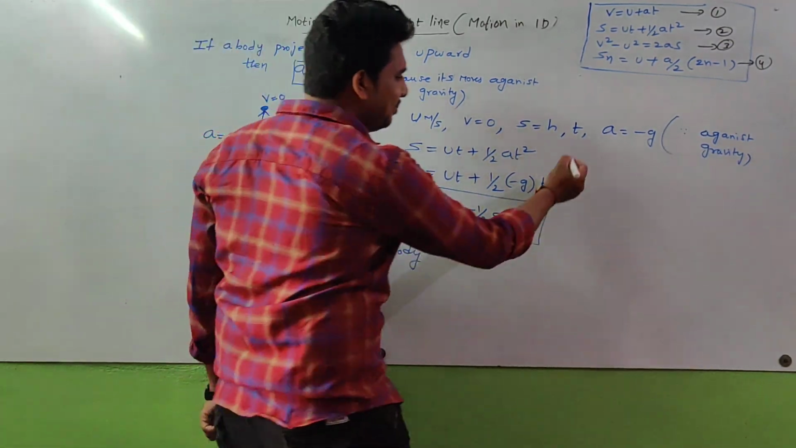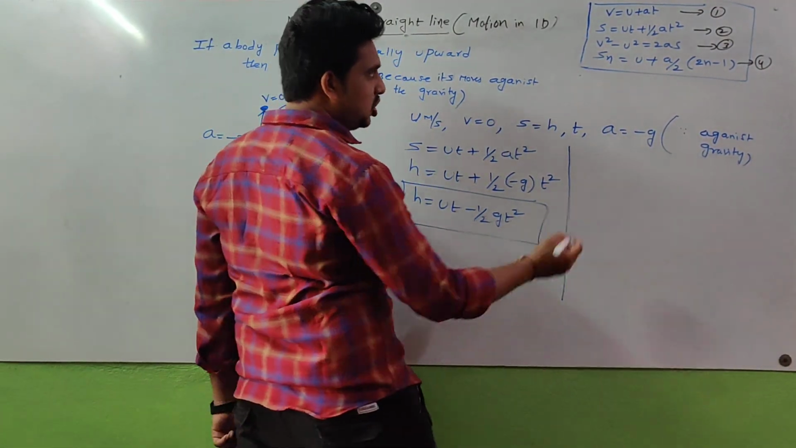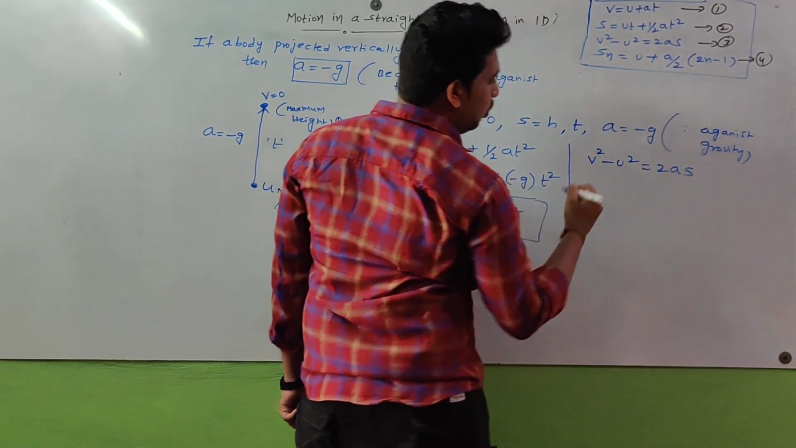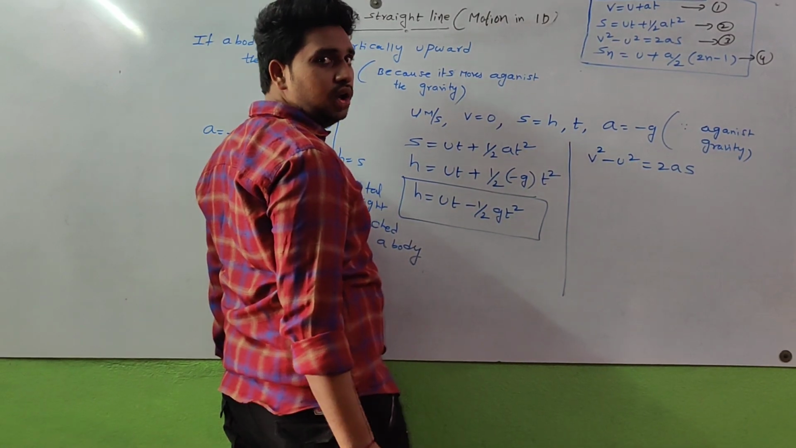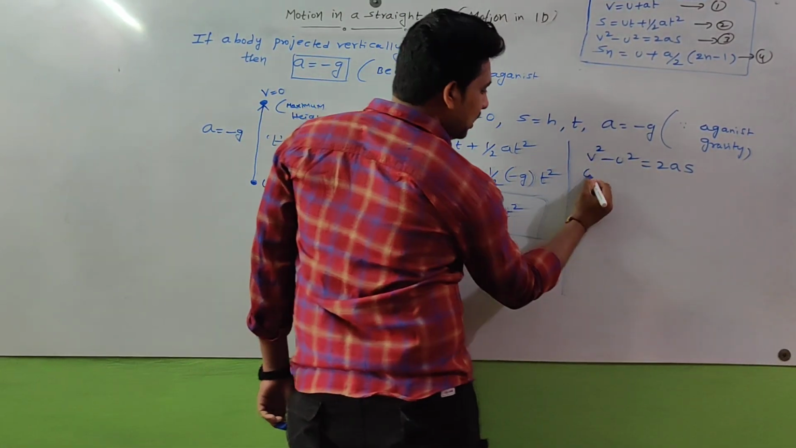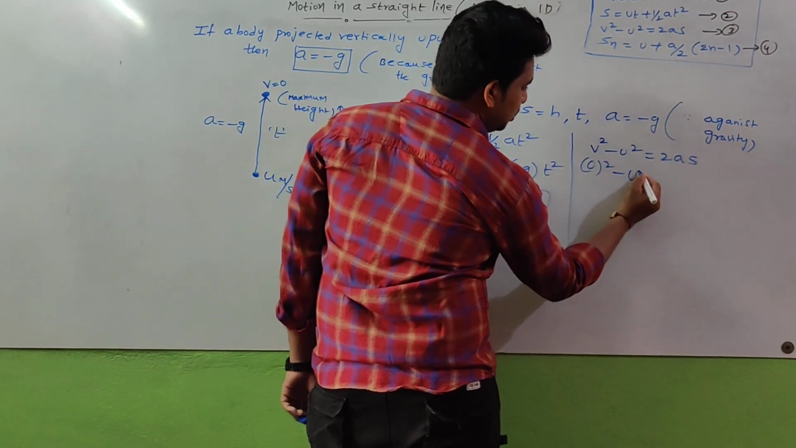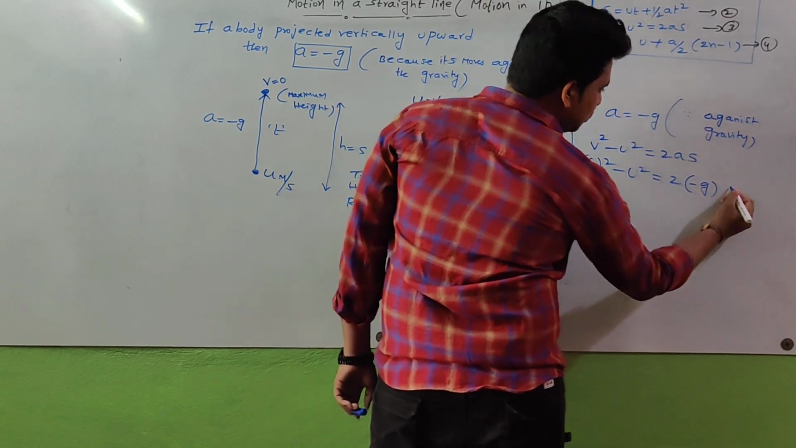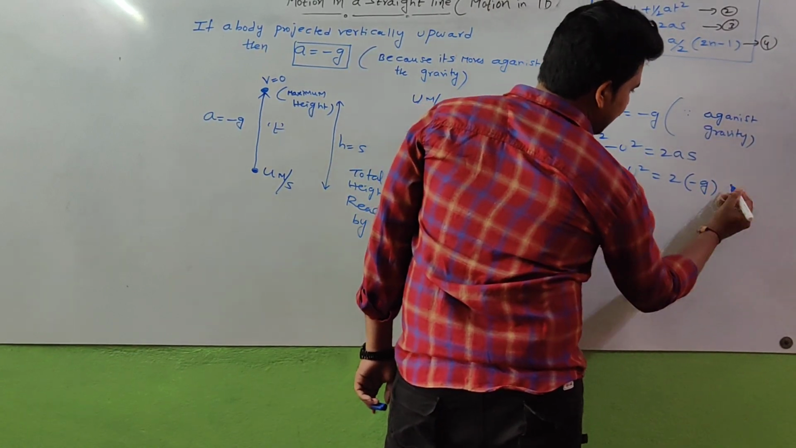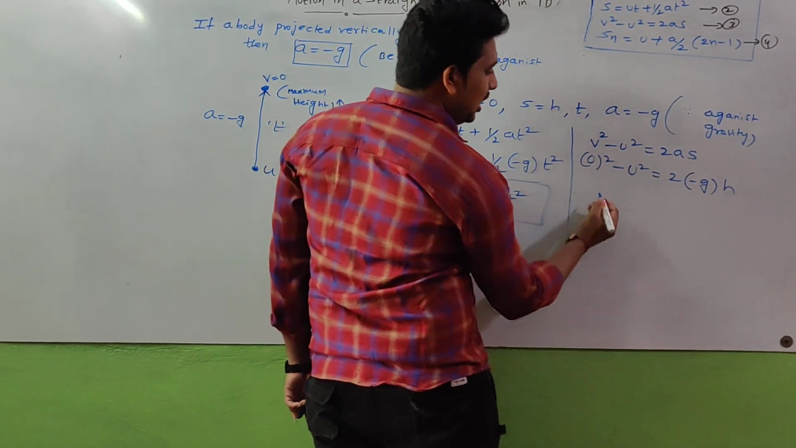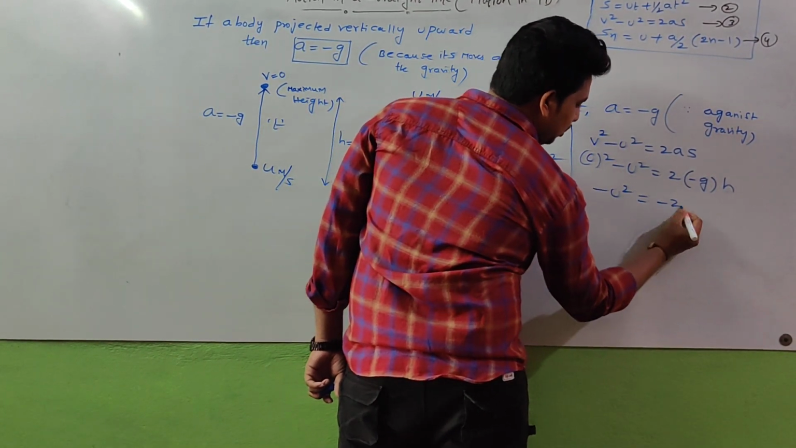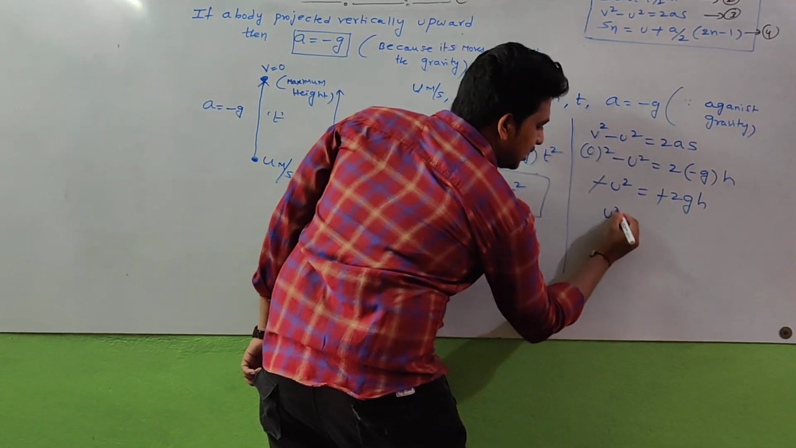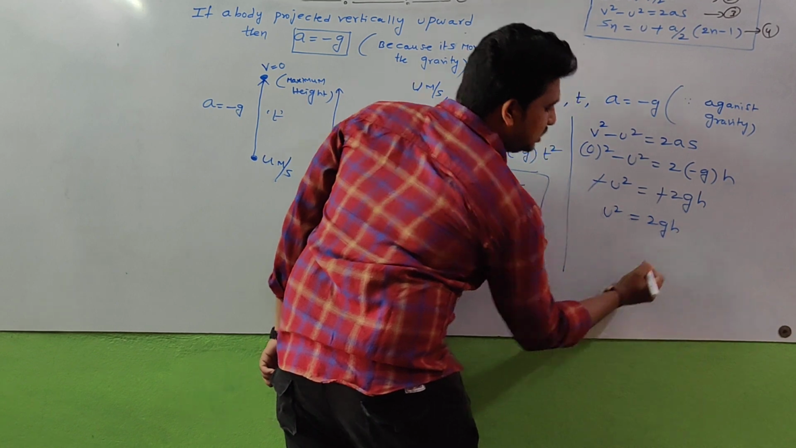Next, from the third equation, what is the third equation here? v square minus u square is equal to 2as. Substitute the values here. v is equal to 0 square. u is equal to u square only. 2 into acceleration value minus g into s. s means h here. Then what we got here? Minus u square is equal to minus 2gh. This minus is going to be cancelled. We got here u square is equal to 2gh.